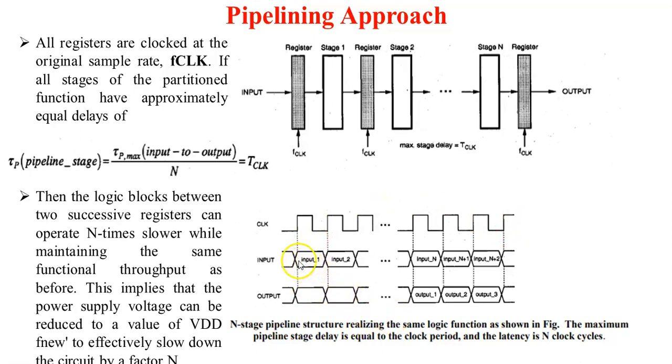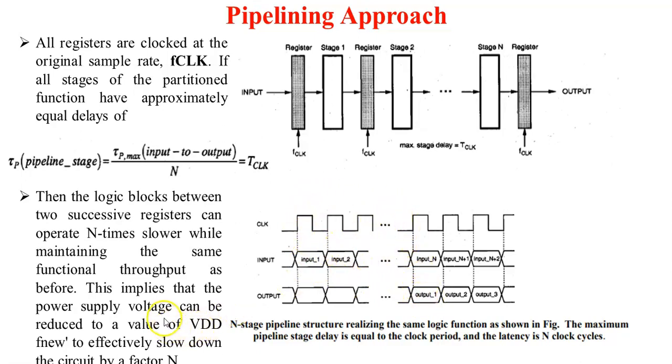When you give the clock signal, we have to give input 1 to the first stage, then input 2 to the next one, and finally input n to the last one. The output 1, that is the output for input 1, will be obtained after completion of n clock cycles.